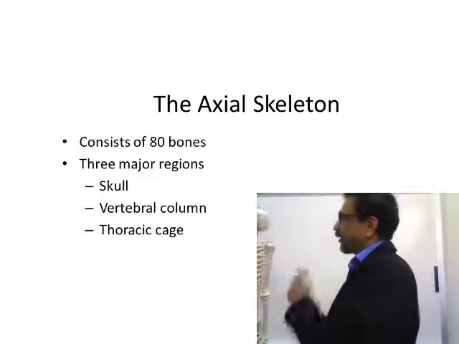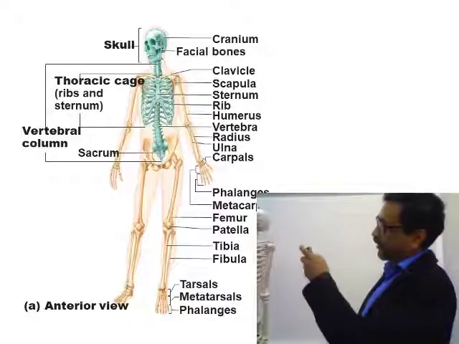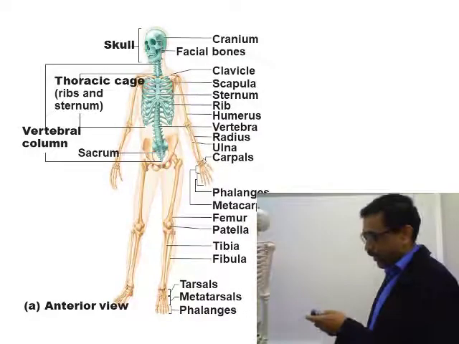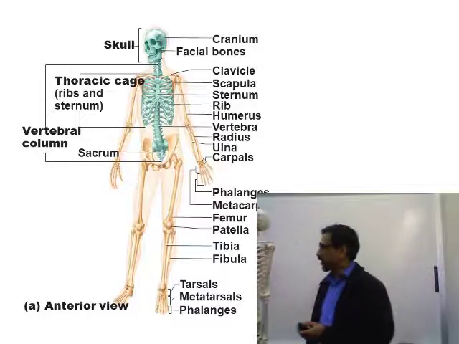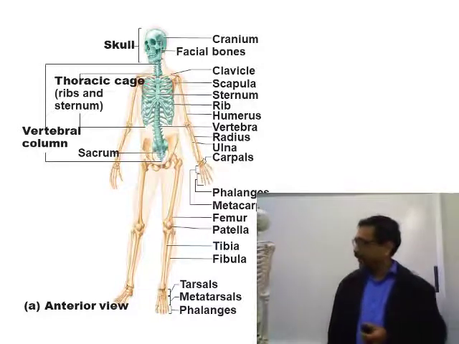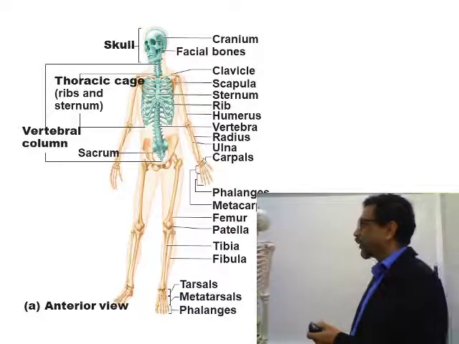Here in this picture, you see two parts of the skeleton shown by two different colors. That cyan bluish color is the axial skeleton: skull, thoracic cage, and the vertebral column.